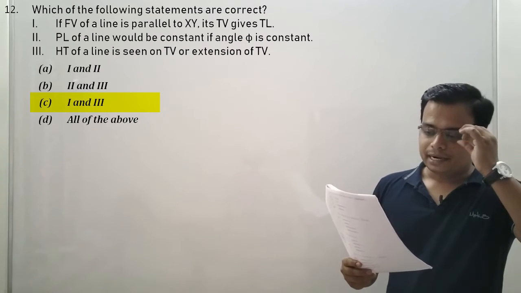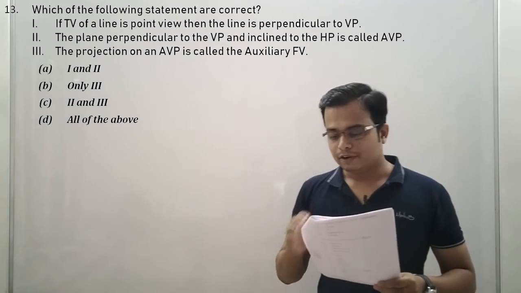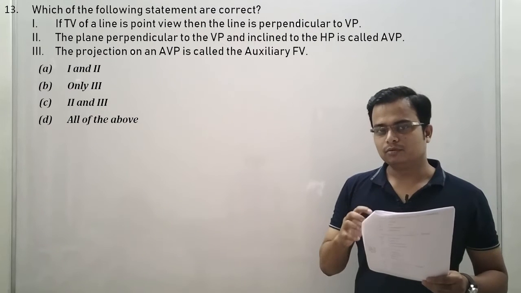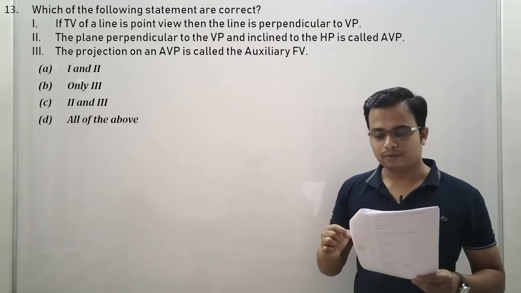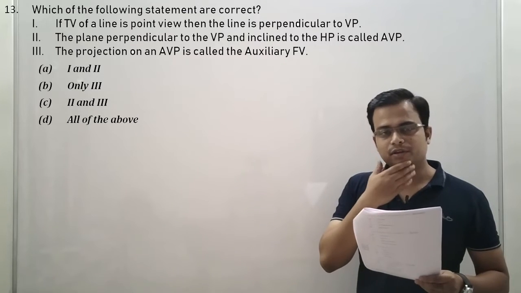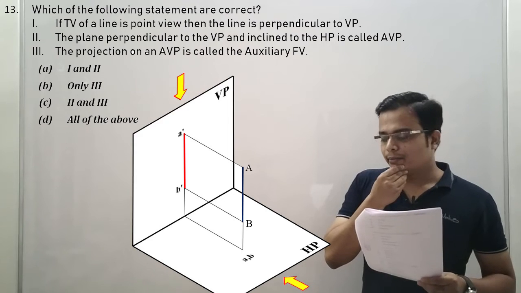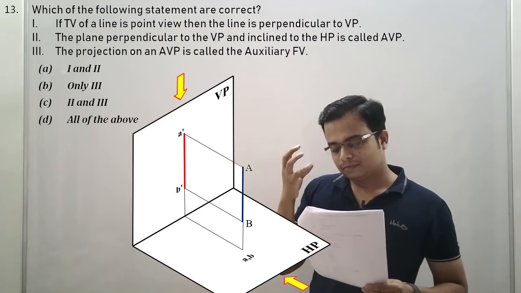Problem 12 is done. Let us take a look at problem 13, and it goes like this. Which of the following statements are correct? The first statement is, if the top view of a line is the point view, then the line is perpendicular to VP. It doesn't look like. Why? Now, just try to think.